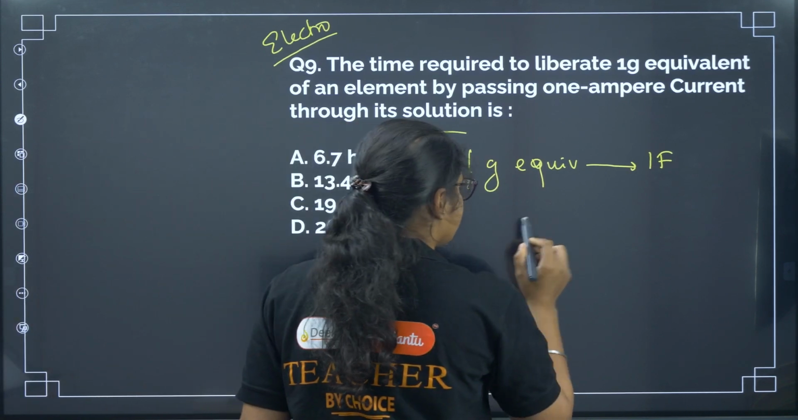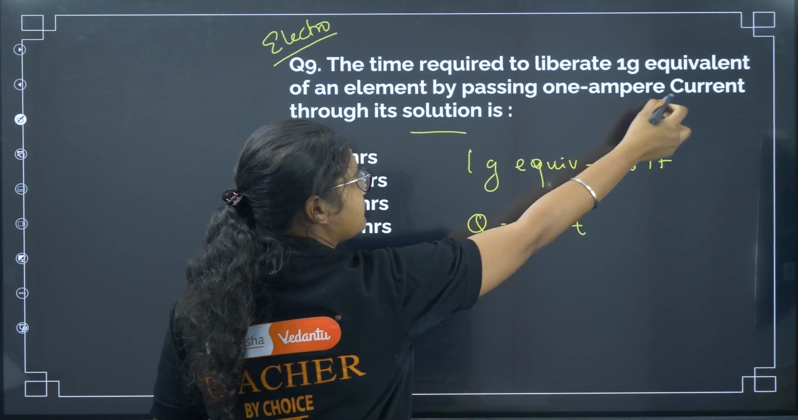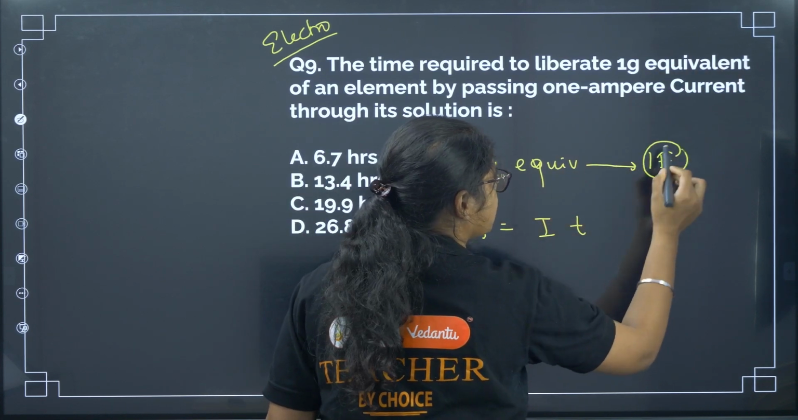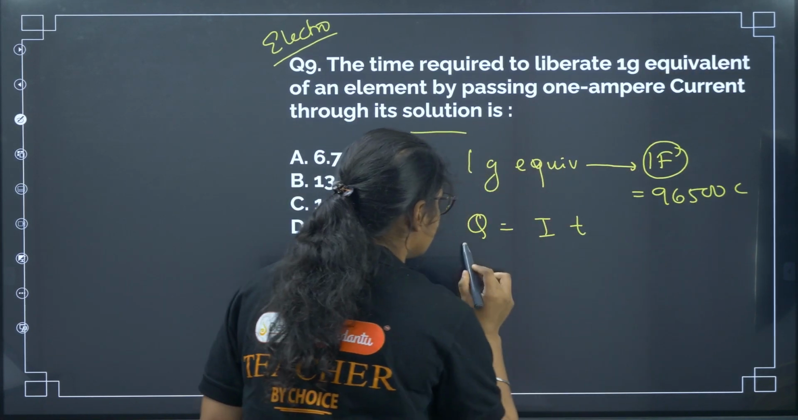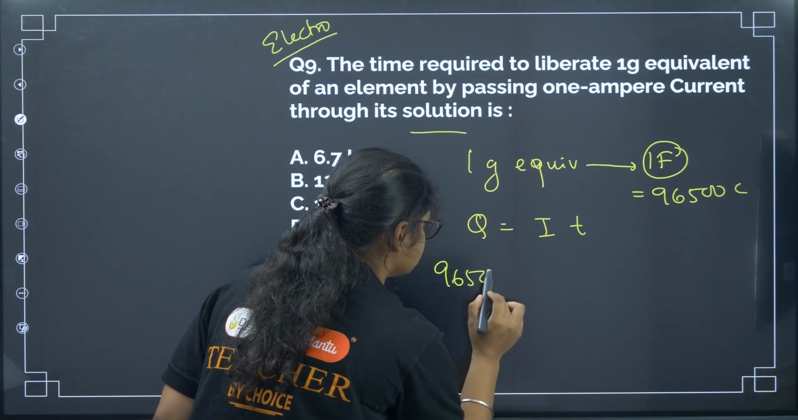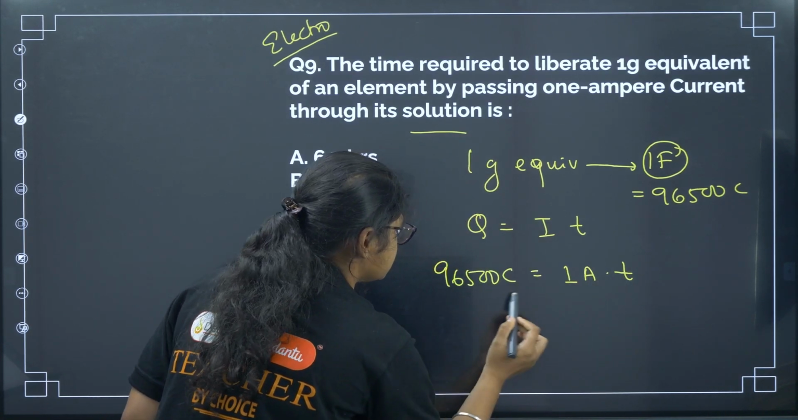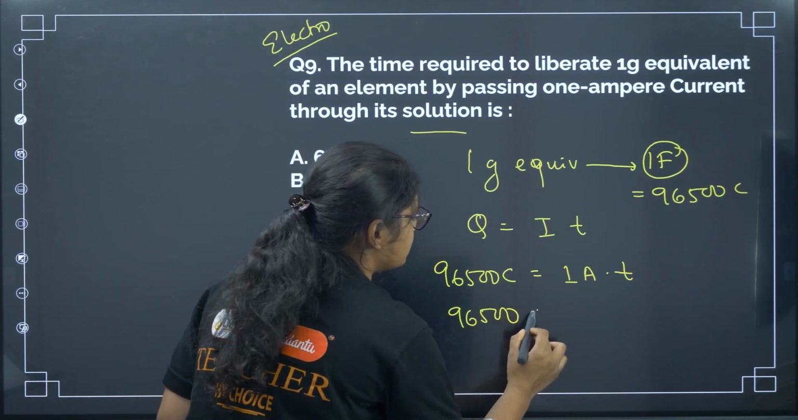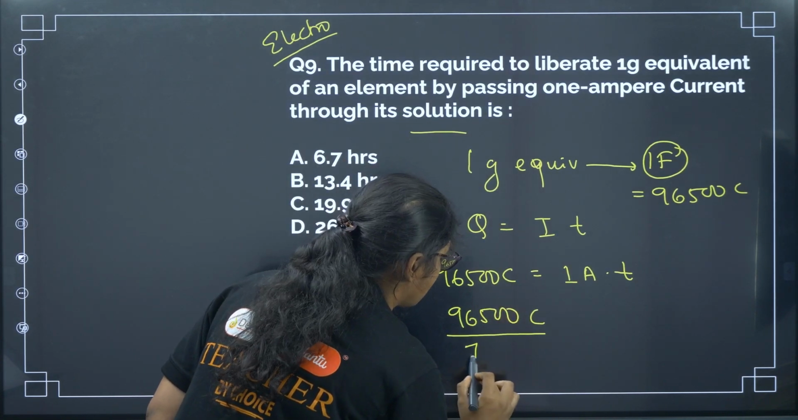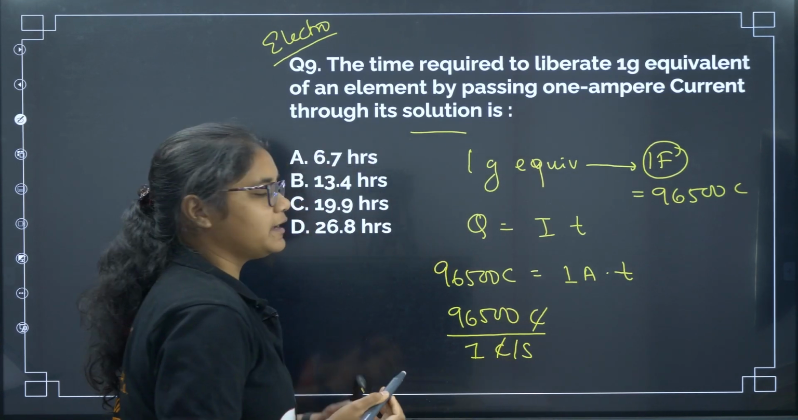So I can say that Q is equal to I into T. We have this formula. So to deposit 1 gram equivalent, I need 1 Faraday, or I can say 96500 coulomb. So that is 96500 coulomb. Current is 1 ampere and we have to find time. So just divide this one. So 96500 coulomb, current can be written as 1 ampere, coulomb per second. So we can cancel. So it is 96500 seconds.